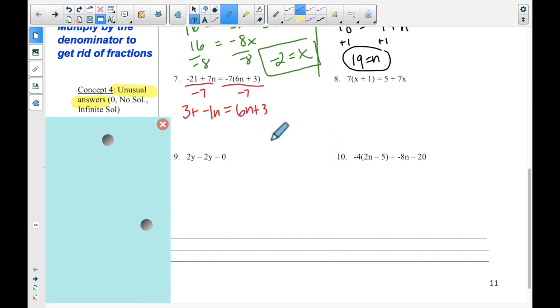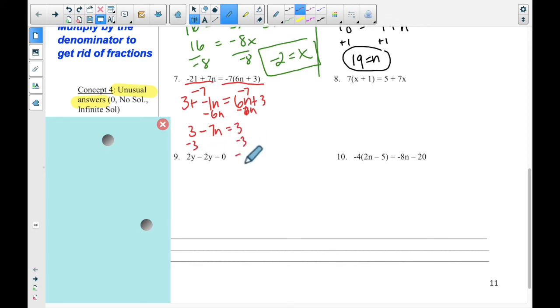Okay, need to solve this. I'm going to subtract 6n from both sides. I was a little ahead of myself there. And that gives me 3 minus 7n is equal to 3. That looked kind of strange, interesting. We'll see what goes next. Okay, I'm going to subtract 3 from both sides. And so now I have negative 7n is equal to 0. Now, at that point, some people get a little freaked out.